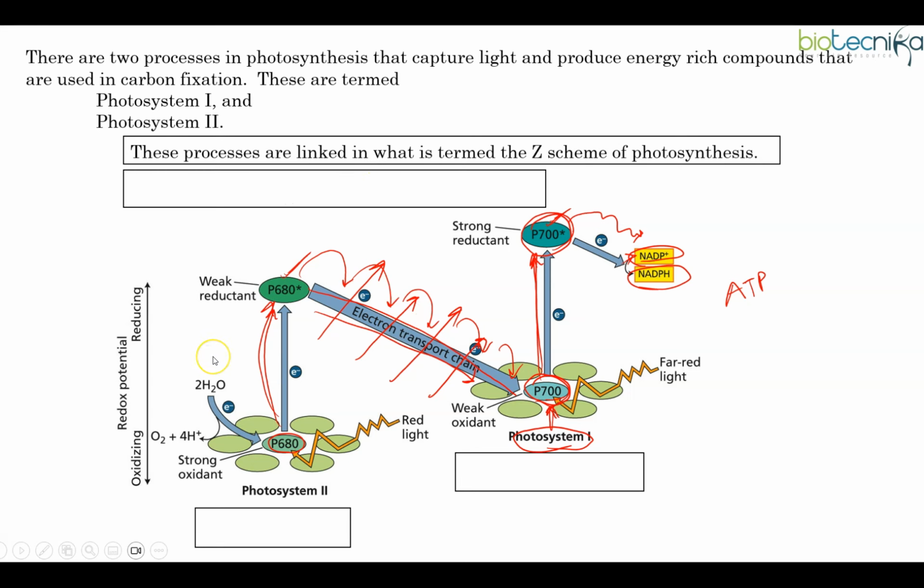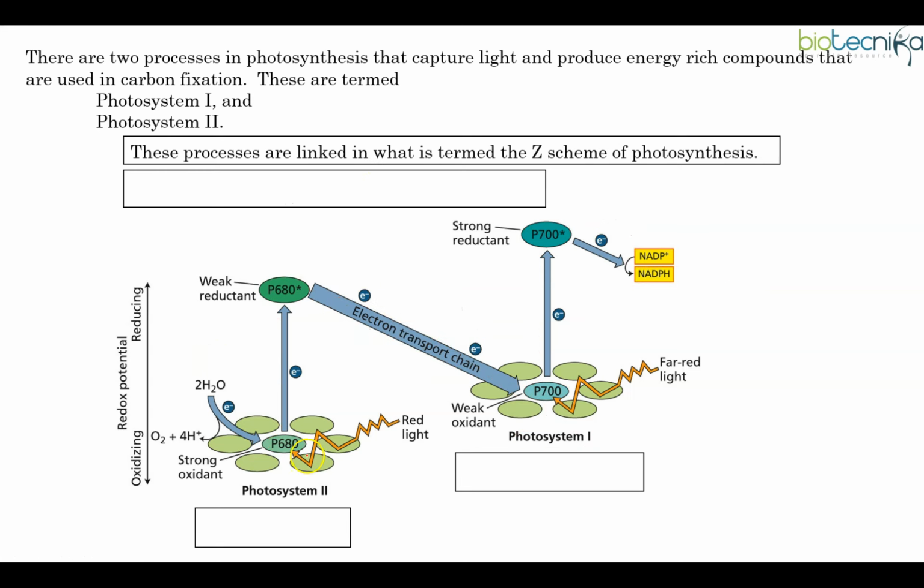So these two processes, photosystem 1 and photosystem 2, are linked together in what is called the Z scheme of photosynthesis. Okay, because this process looks like a Z, it is called the Z scheme. There is cyclic and non-cyclic photophosphorylation, which maybe we can discuss in some other video.